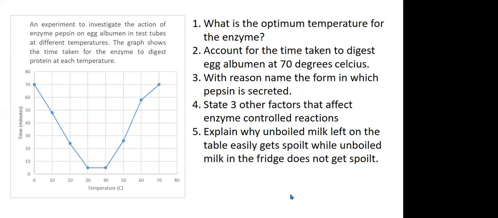Peaches has run away. Master Cares. Unboiled milk left on the table easily gets spoiled. This is because there is optimum temperature for the enzyme activity. Hence, the milk gets spoiled easily. While in the fridge, there is no suitable temperature, so the enzymes are inactive. Hence, there is no enzyme activity. Thus, the milk. Okay, thank you, Master Cares.